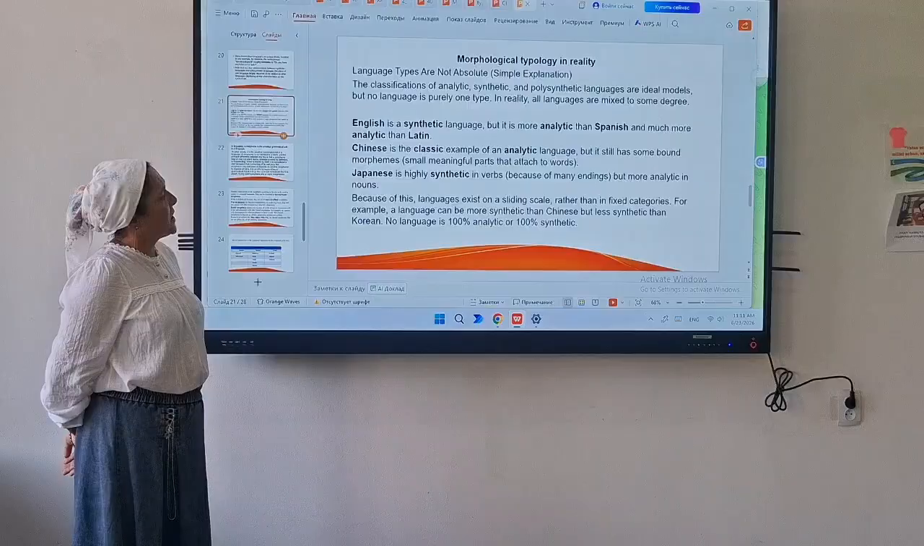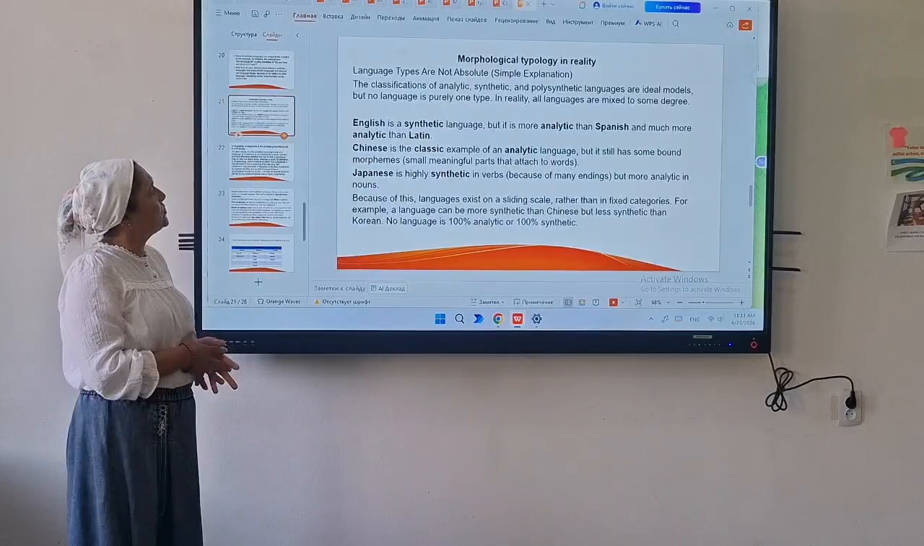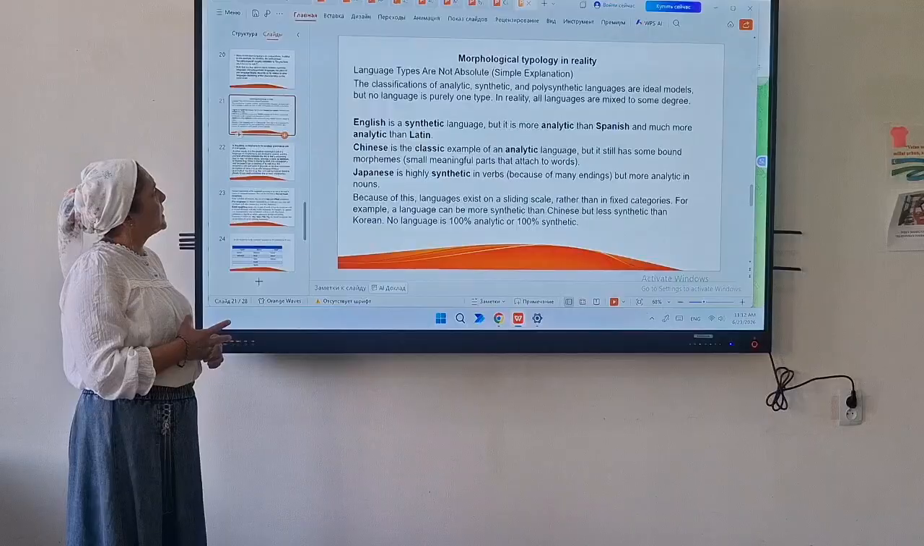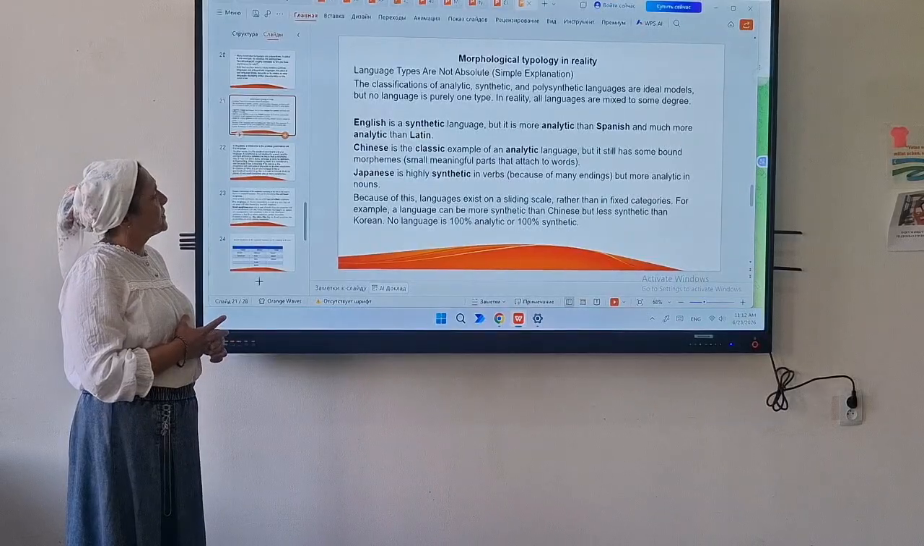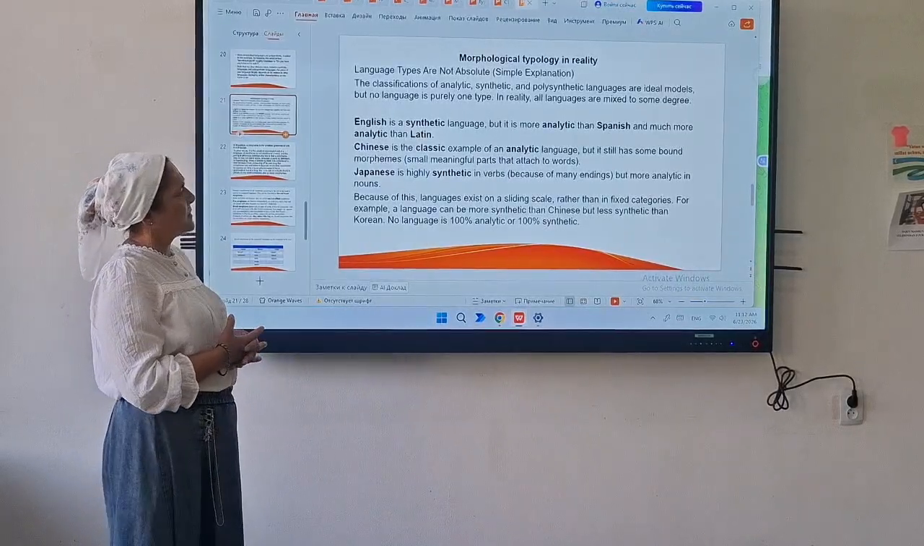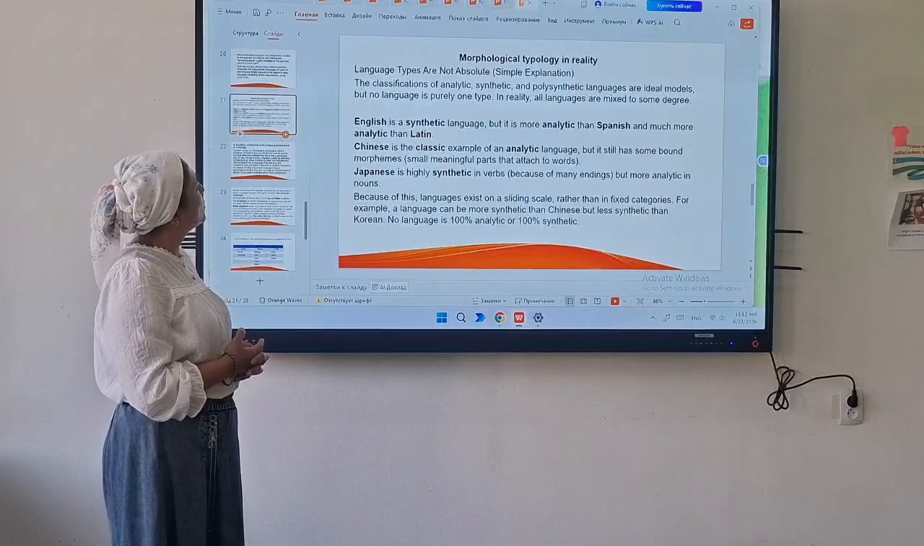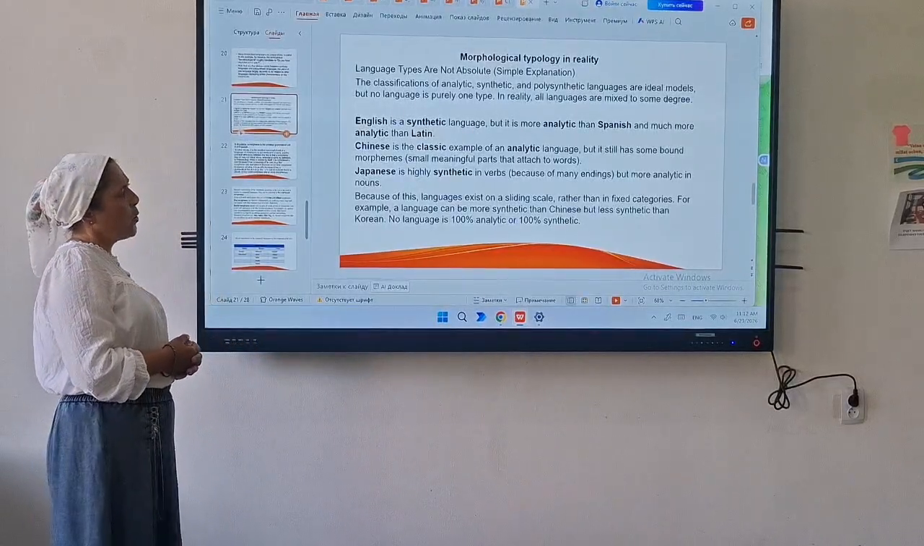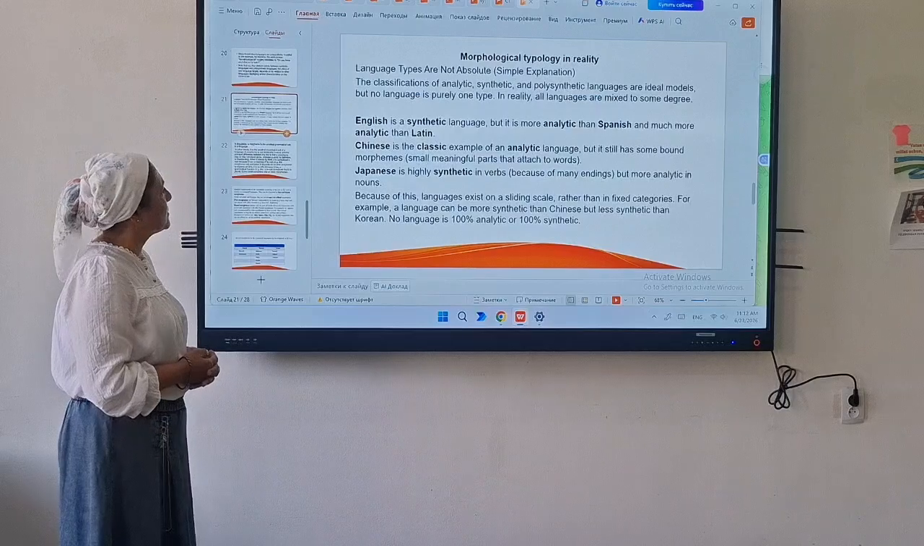So, morphological typology in reality. Language types are not absolute or a simple explanation. The classification of analytic, synthetic, and polysynthetic languages are ideal models, but no language is purely one type. In reality, all languages are mixed to some degree.